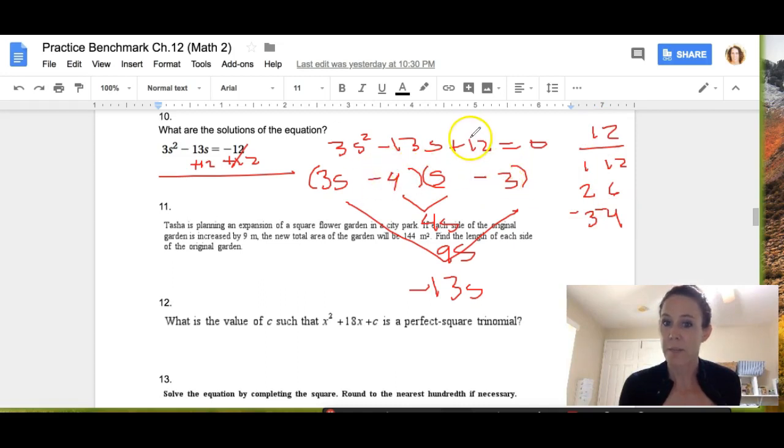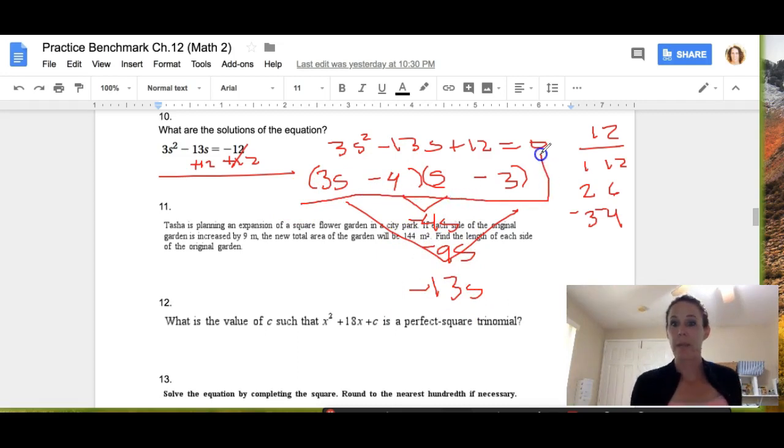They still multiply to give me 12. Now I've got negative 4s. Multiply these, I got negative 9s. That makes negative 13s. I've solved it by guessing and checking, and I didn't have to group and factor and do all the crazy stuff. I just went and solved it logically.